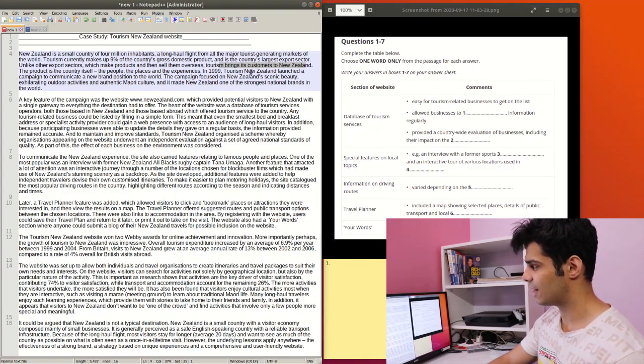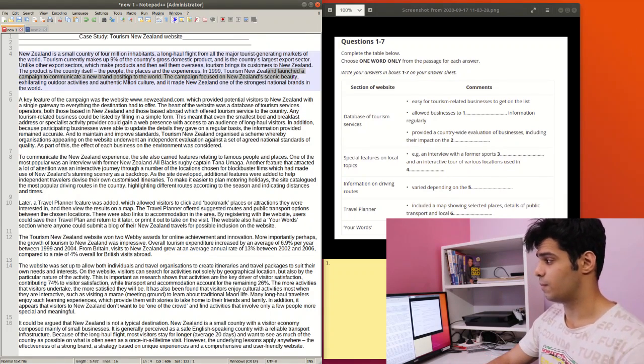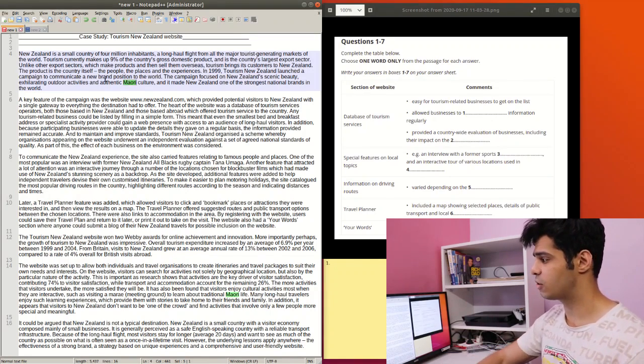In 1999, Tourism New Zealand launched a campaign to communicate a new brand position to the world. The campaign focused on New Zealand's scenic beauty, exhilarating outdoor activities, and authentic Maori culture, and it made New Zealand one of the strongest national brands in the world. Notice that I passed over some words that I do not understand. Maori culture, I do not know that.